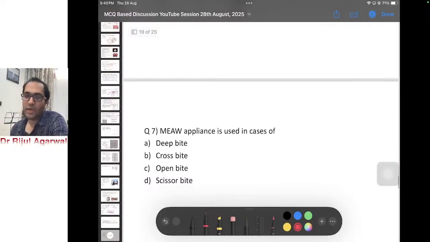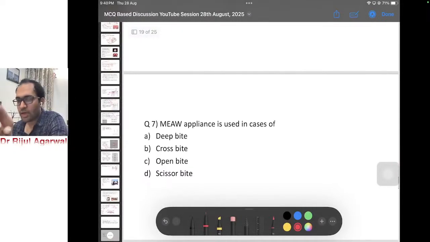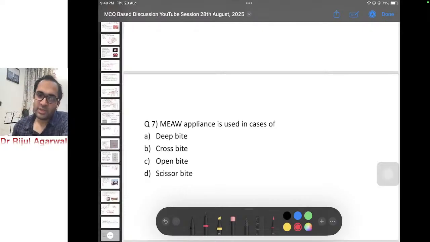Next question, again a difficult question. Those who would have seen this would be able to answer it. Okay, MEAW appliance is used in cases of... Again, if you are able to narrow it down to 2 options, do attempt it. Deep bite, cross bite, scissor bite, open bite.